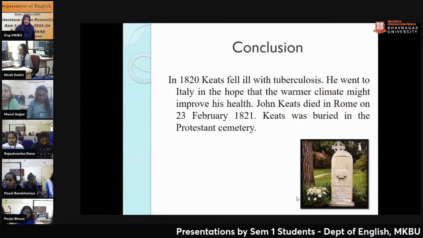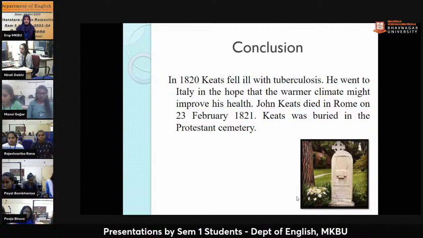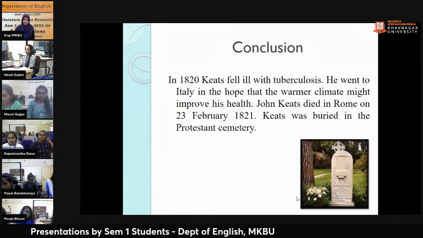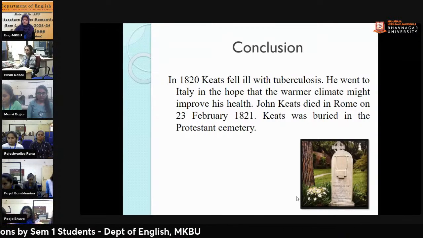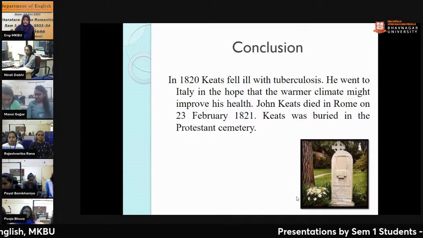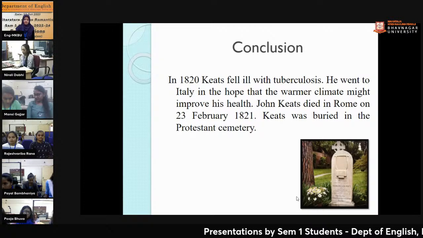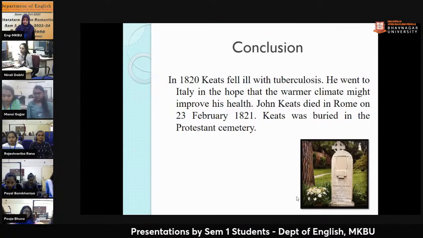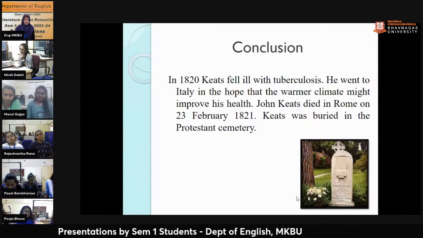Conclusion. In 1820, Keats fell ill with tuberculosis. He went to Italy in the hope that the warmer climate might improve his health. John Keats died in Rome on 23rd February in 1821. Keats was buried in the Protestant cemetery.